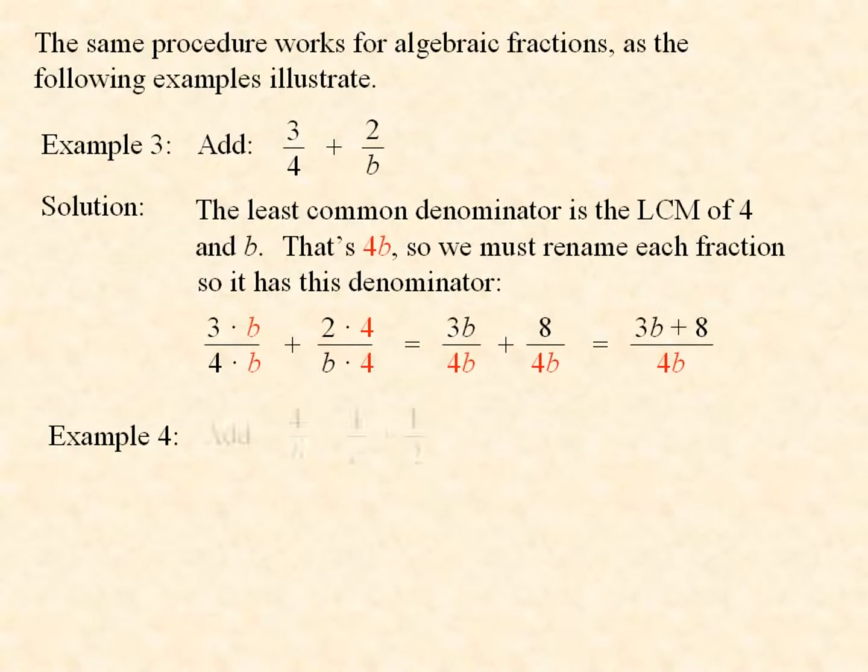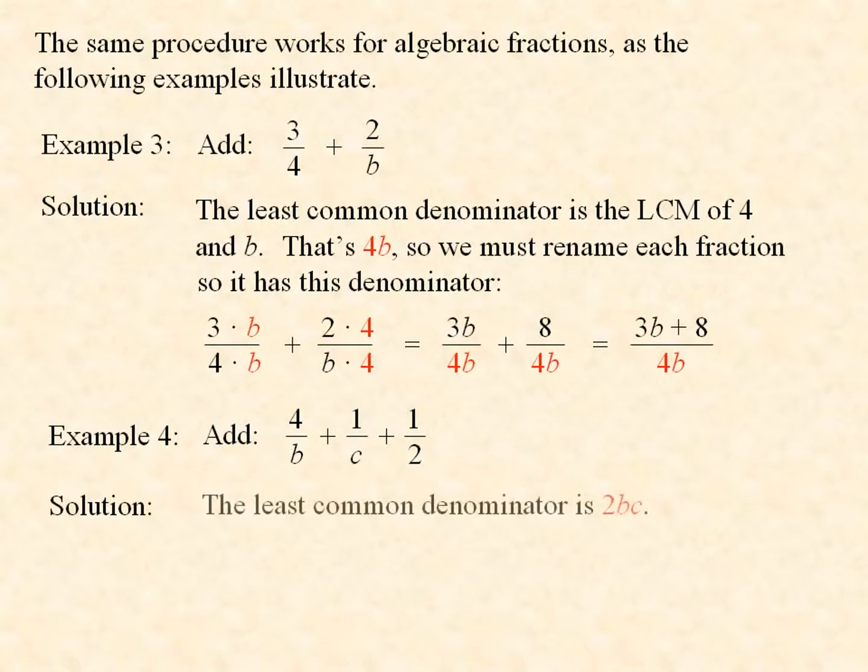Example 4. Add 4 over b plus 1 over c plus 1/2. The least common denominator is 2 times b times c. So we must rename each of these fractions so each fraction has that denominator. And we multiply the first fraction by 2c over 2c, because that makes its denominator 2bc. The second by 2b over 2b, and the third by bc over bc.